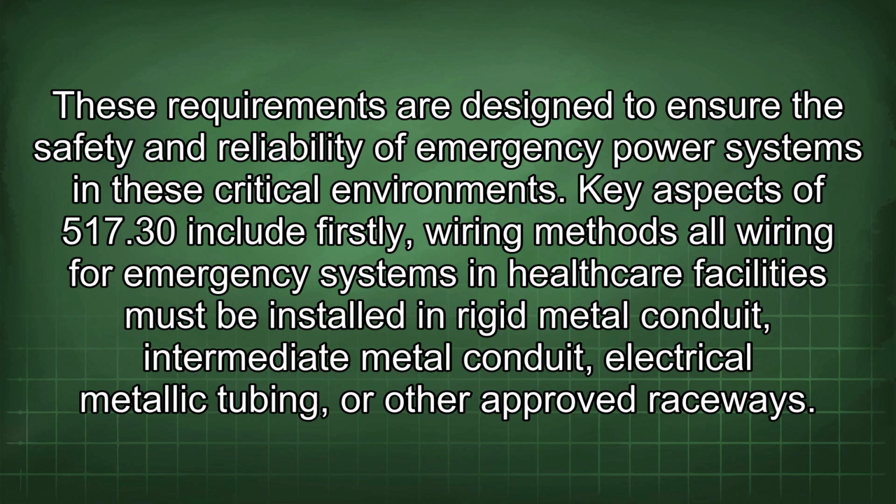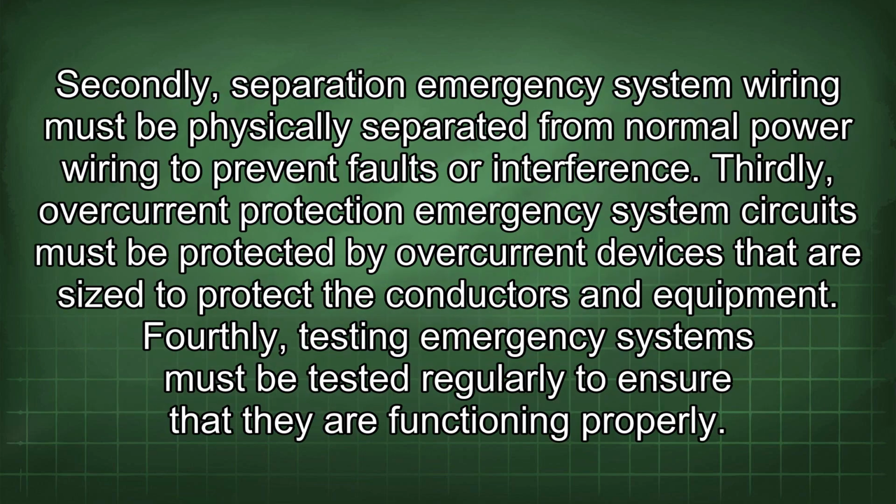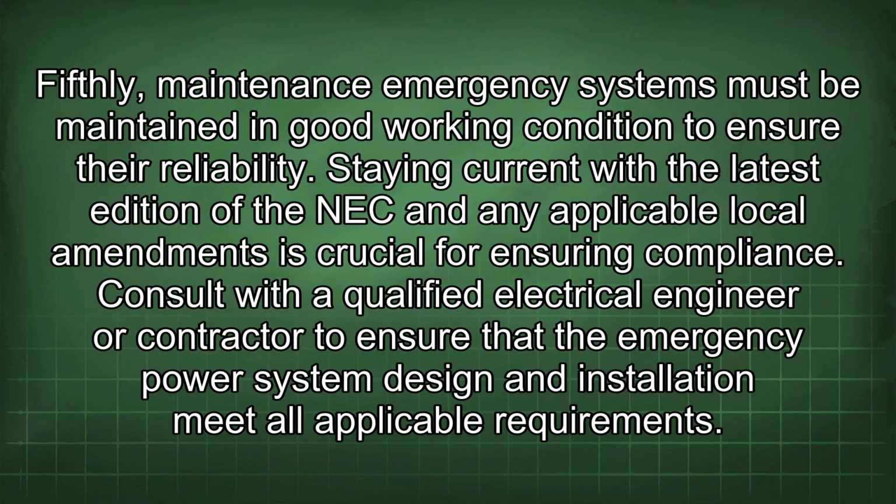All wiring for emergency systems in healthcare facilities must be installed in rigid metal conduit, intermediate metal conduit, electrical metallic tubing, or other approved raceways. Secondly, separation. Emergency system wiring must be physically separated from normal power wiring to prevent faults or interference. Thirdly, overcurrent protection. Emergency system circuits must be protected by overcurrent devices that are sized to protect the conductors and equipment. Fourthly, testing. Emergency systems must be tested regularly to ensure that they are functioning properly. Fifthly, maintenance. Emergency systems must be maintained in good working condition to ensure their reliability.